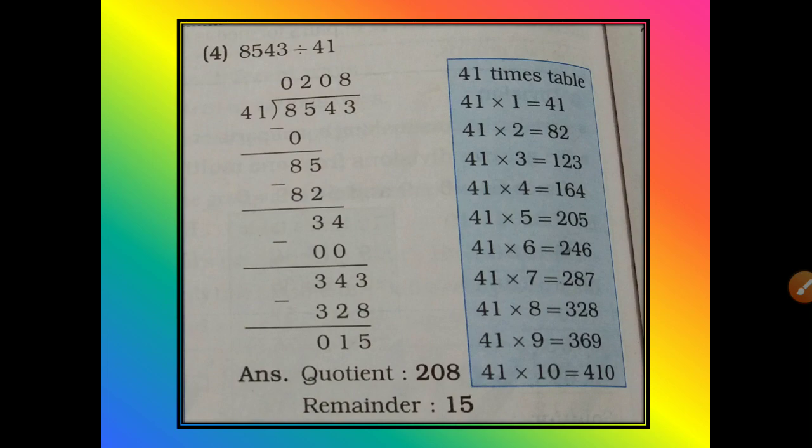Question number 4. 8543 divided by 41. 8543 divided by 41. Again the first number is smaller than 41. Write 41 zeros are 0. 8 minus 0, 8. Copy the second number, 5. 85. Now this number is bigger than 41.